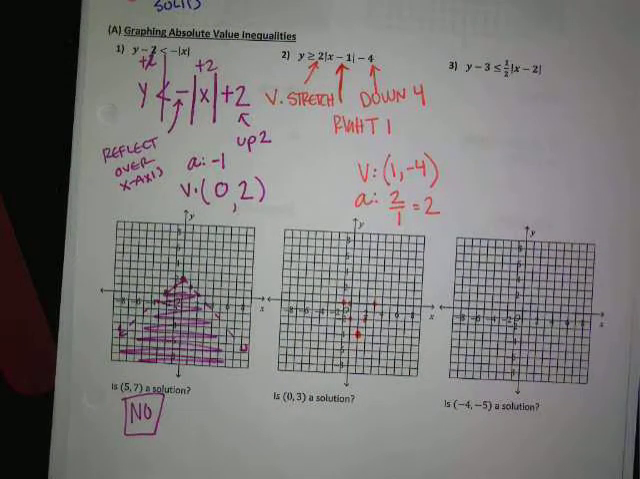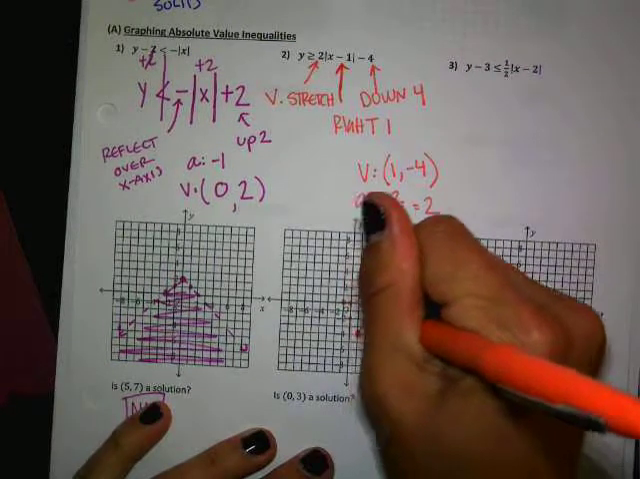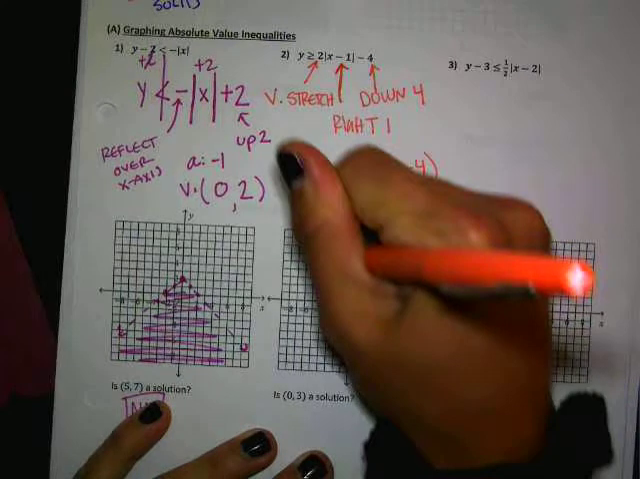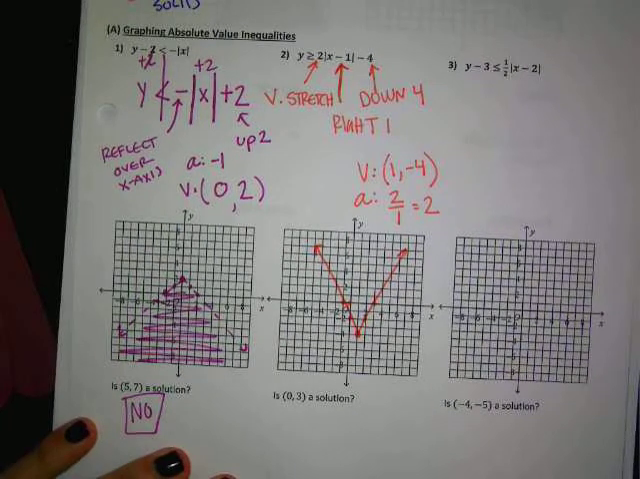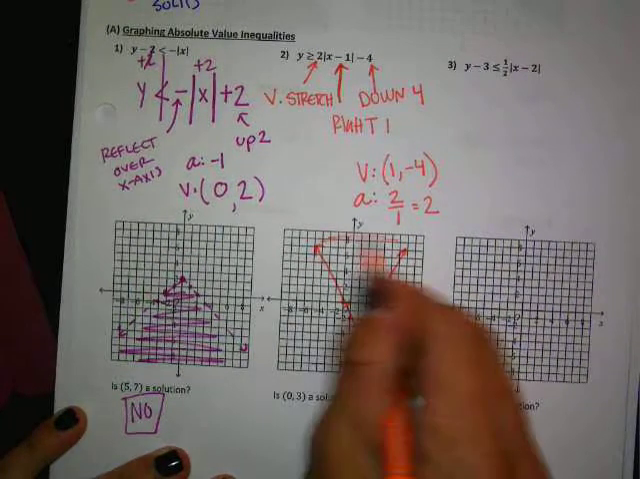And dotted or solid? Haley. Solid, yes, very good. Solid. And shading. Emery, which way do I shade? Up or down? Up. Very good. So you're going to shade up.